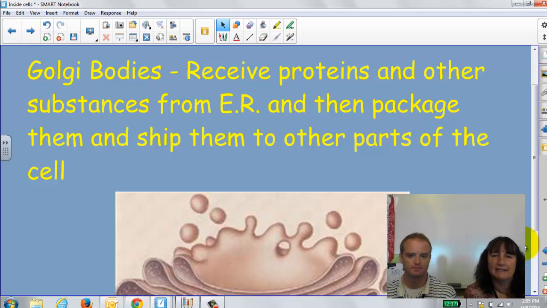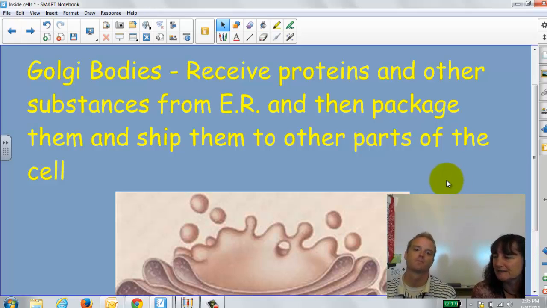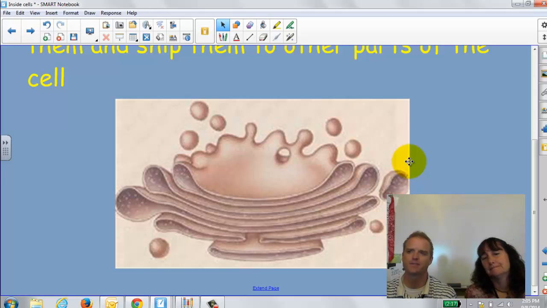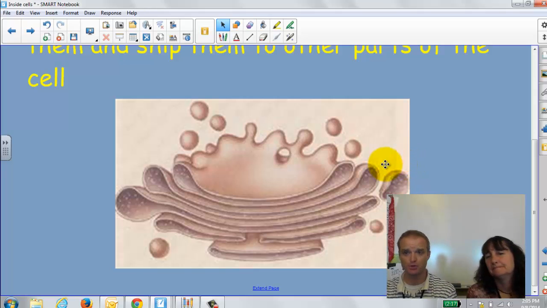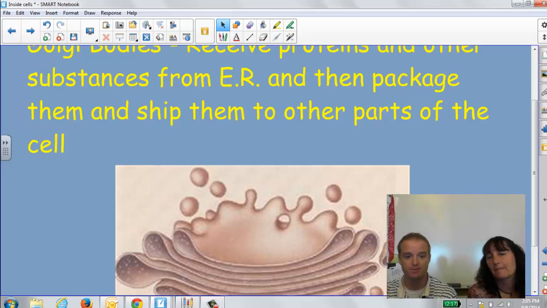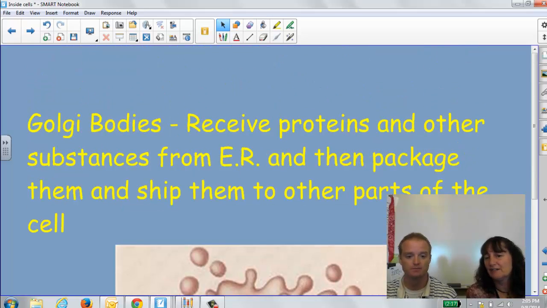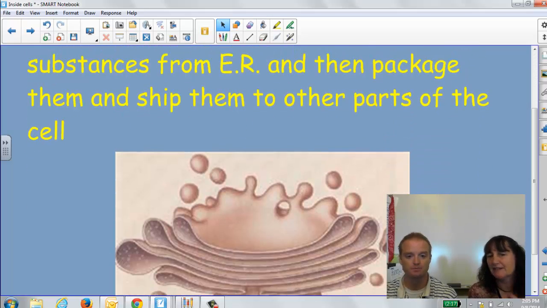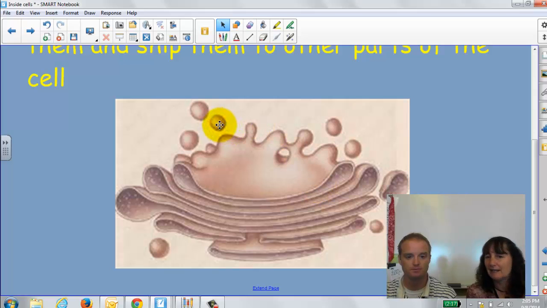Then there's the Golgi bodies. These receive proteins and other substances from the ER, and they package them up and then ship them off to other parts of the cell. So if I was thinking of something that packages things, I'm thinking UPS or FedEx. Good way of thinking about it. Except the Golgi body uses its own membranes. If you look at that picture, it's kind of like a lava lamp. It receives things, and then its membrane surrounds it and kind of comes off. Oh, I see it happening right there. Then it gets sent off to go somewhere else.